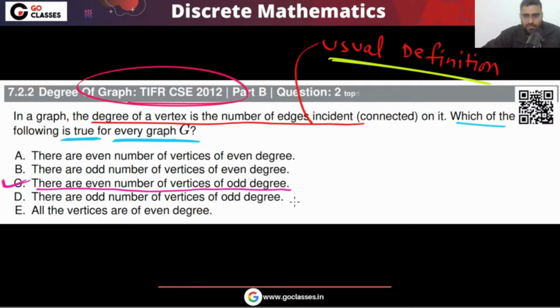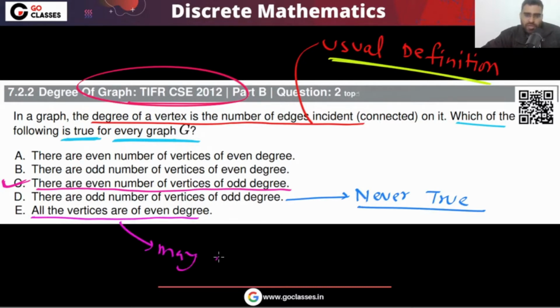But you tell me which of them is never true. See, the answer will be option C, but which of them is never true? So you can notice this is never true: there are an odd number of odd degree vertices. This is never true. Correct? All the vertices are of even degree: this may or may not be true, right? But remember, option D is never true.